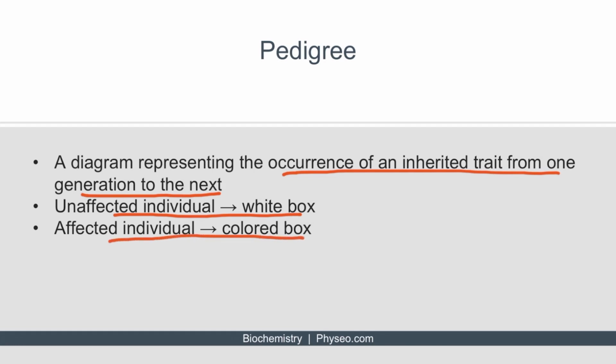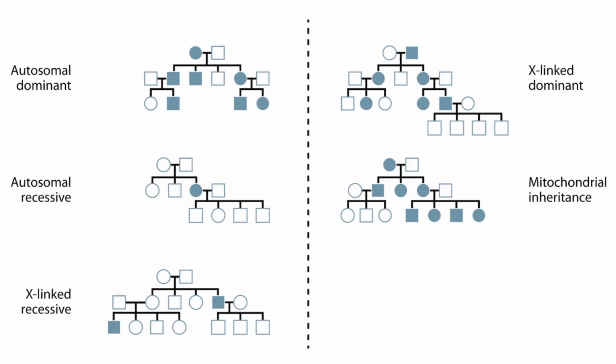Let's pull up a figure so you can see what I'm talking about. This is a figure of several pedigrees showing the various modes of inheritance. It can be found in section 4 of genetics. Notice that the colored boxes, which you can see right here, for example, represent affected individuals, and the white boxes represent unaffected individuals. Squares represent males, and circles represent females.